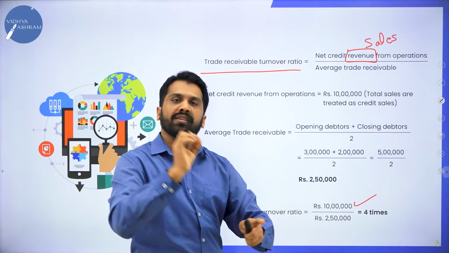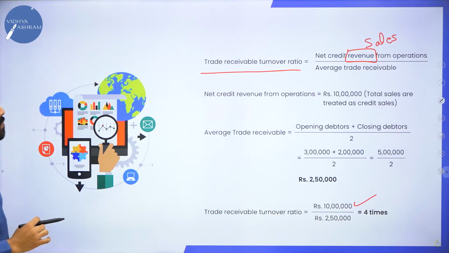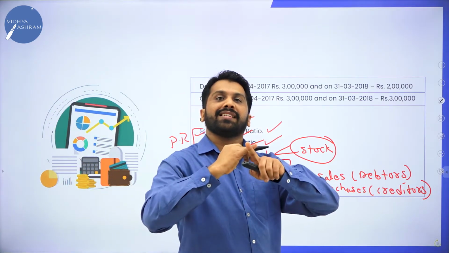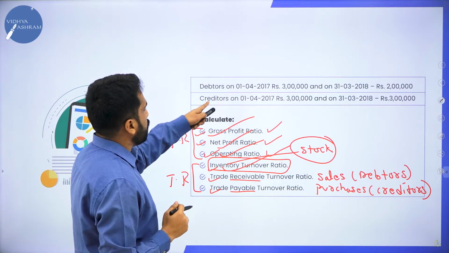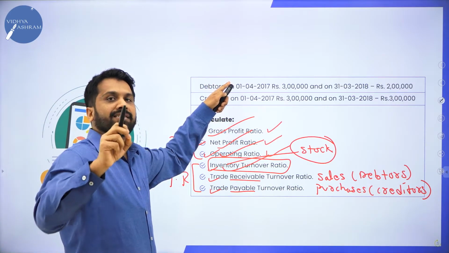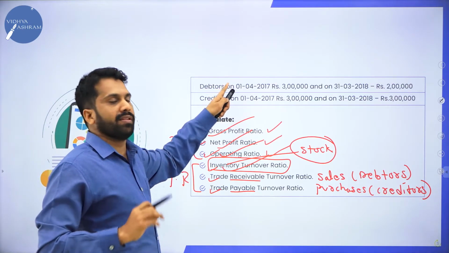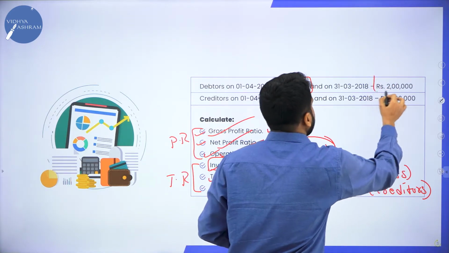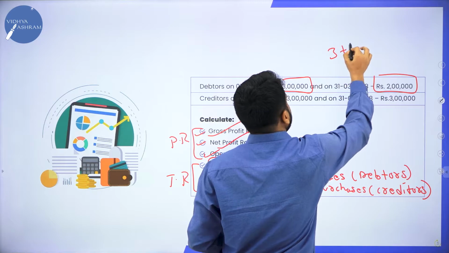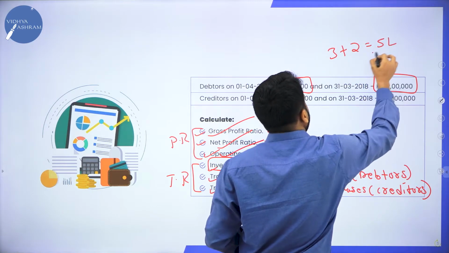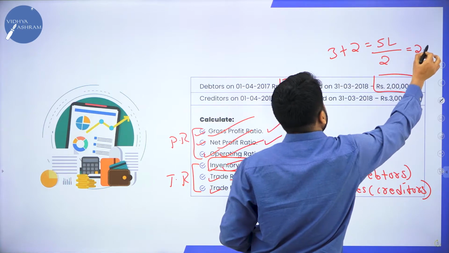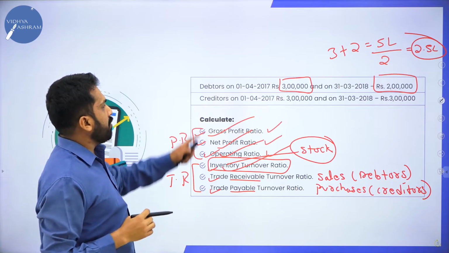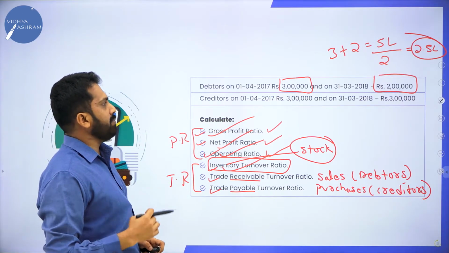I'll go back to your question so that it will be easy for you. Now we are doing your receivable. Receivable means what? Sales and debtors. So should we go for creditors or debtors? We should go for debtors. Why? Because we are doing receivable. Now, what is your opening? 3 lakh. What is your closing? 2 lakh. 3 plus 2, it is 5 lakh. Divide by 2, your answer is 2.5 lakh. Easy. Clear?